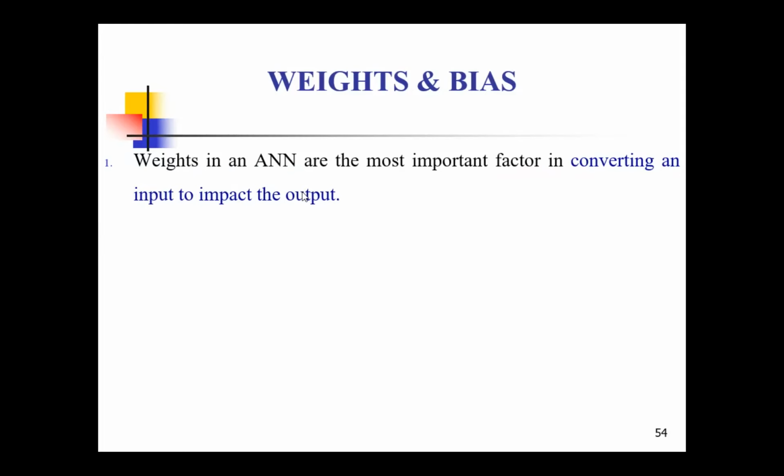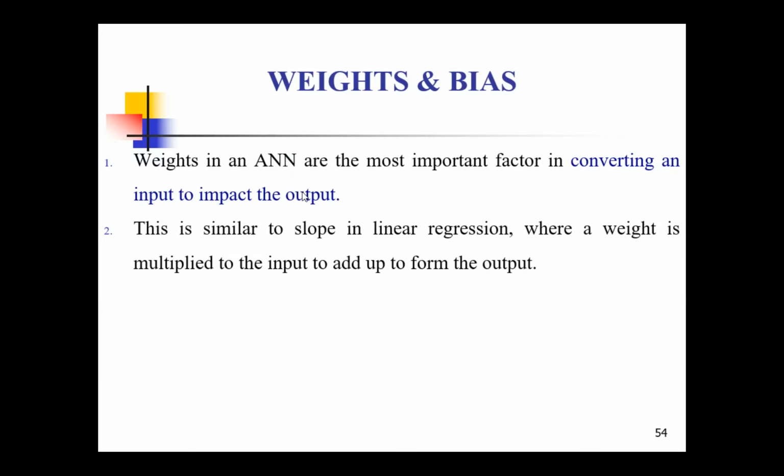Likewise, we have to select. So, weight and bias. What is the weight? Weight, we provide to the input so that the output can be impacted. This is similar to the slope in a regression equation, right? The weight is multiplied with the input and added up with the bias to form the output. The weightages should be multiplied into the input variable value, and then summed up with the bias to form the output.